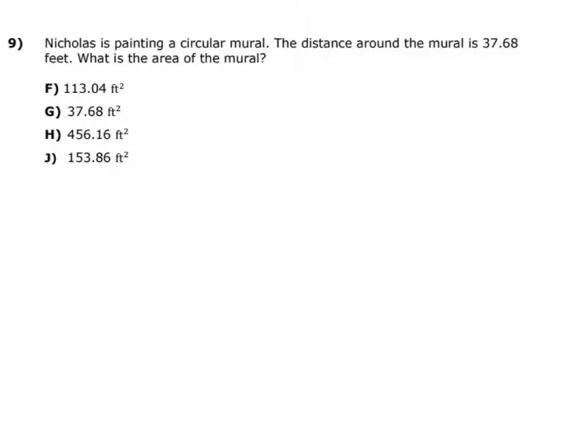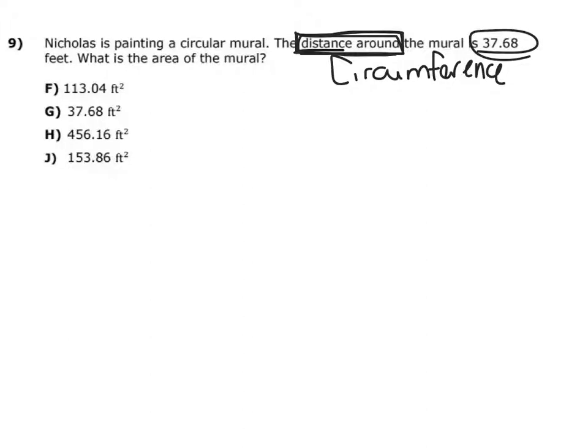Number 9. Nicholas is painting a circular mural. The distance around the mural is 37 and 68 hundredths feet. What is the area of the mural? So, in this part, they're saying the distance around. That's my keyword here. Because distance around means that they're talking about circumference. So they're telling you circumference is 37.68.